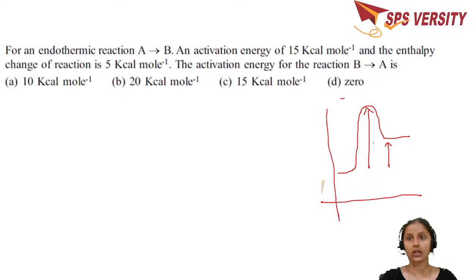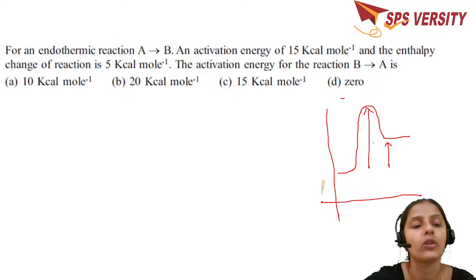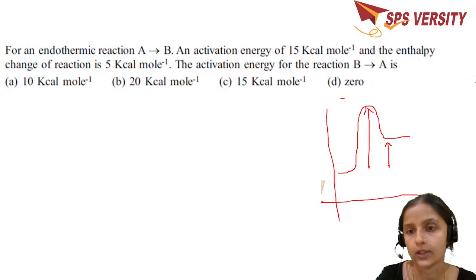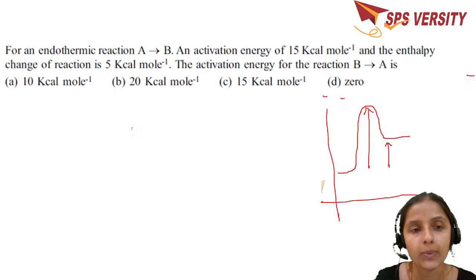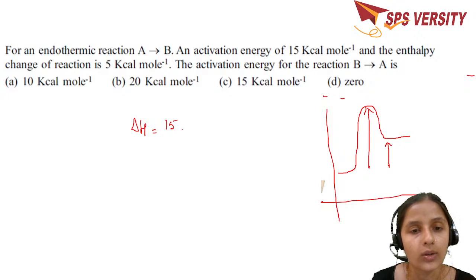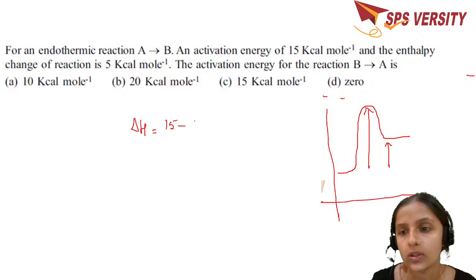So they have given you the activation energy as well as the enthalpy change. The activation energy for the reverse reaction is, so how are you going to find it out? What is the answer? So in this particular reaction, what is this height? How do you find out? Enthalpy change is equal to 15 minus. So in this particular reaction, this is the threshold energy. This is the threshold, I'm sorry.